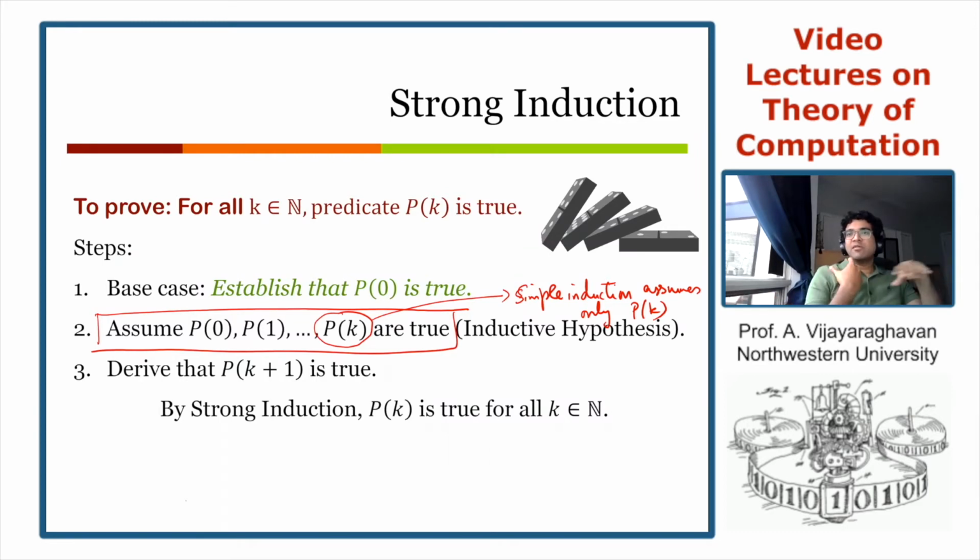So if you have more assumptions to start with, you can use more of this information, and perhaps it's easier to prove P of k plus 1 in that case. It's often easier to prove statements using strong induction compared to simple induction. And as you can surmise, any statement you can prove using simple induction, you can prove using strong induction as well, because you're just assuming more in the induction hypothesis. So there's no reason for you to not use strong induction.